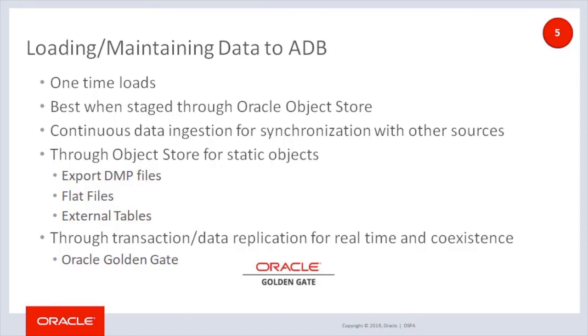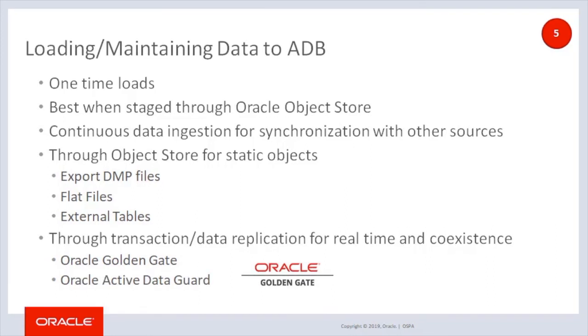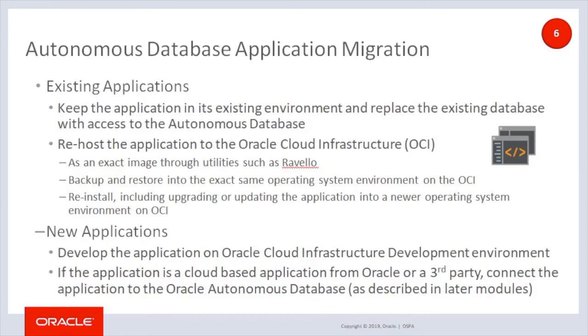Also available for transaction and data replication in real or near real time, or to maintain synchronized copies of the databases, is Oracle GoldenGate, which can be configured with Autonomous Database as a target database. This allows ADB to become a full replica copy of another database for uses such as reporting, disaster recovery, or development, testing, and QA.